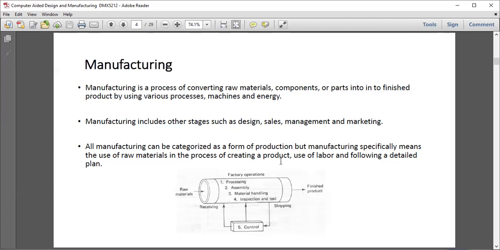So this is the usual process. Here we start with the raw material, and we do it within the factory. This is considered a factory. We can do processing, assembly, material handling, inspection, testing, various processes, and the processes are controlled by humans or computers, and we get the final product as output.